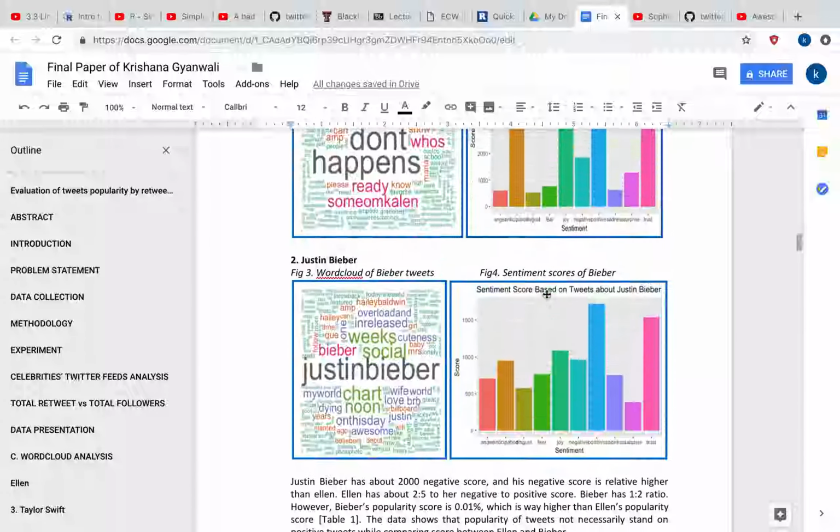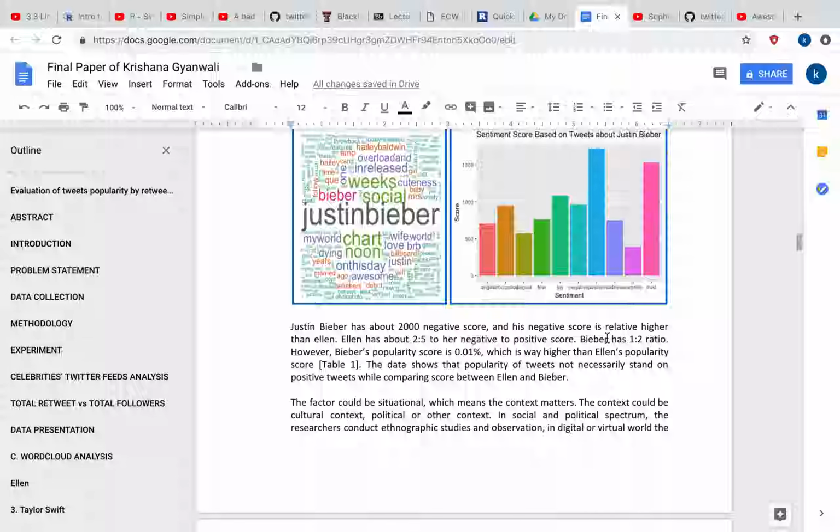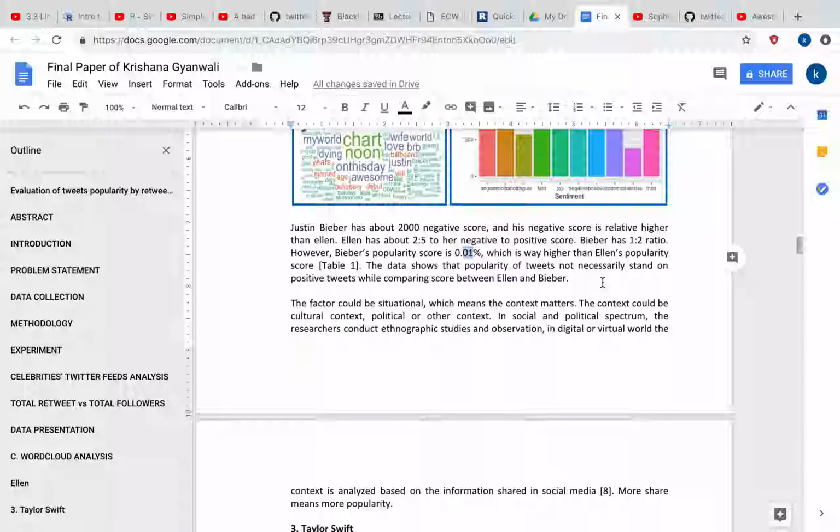When we analyze his score, his positive to negative is almost 1:2, but his trust score is 1500. His popularity score is 0.01, because a lot of people retweet, which is way higher than Ellen's popularity. In the same way, the Taylor Swift score is 0.02%, and Oprah's percent is 0.001, which is not that high. She has some negative and positive, and the difference is relatively slim compared to other celebrities.